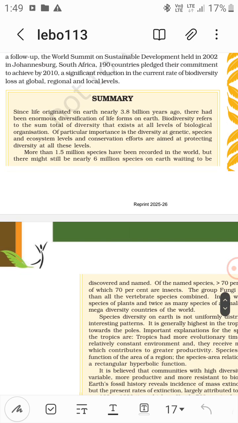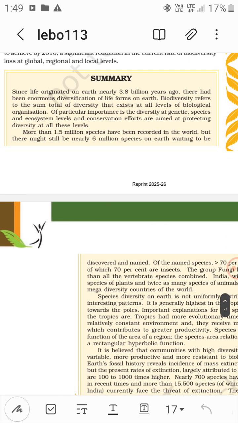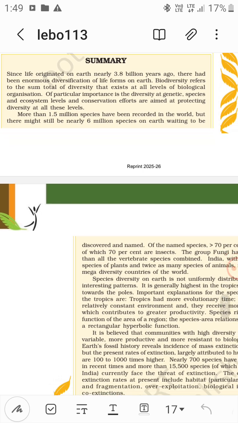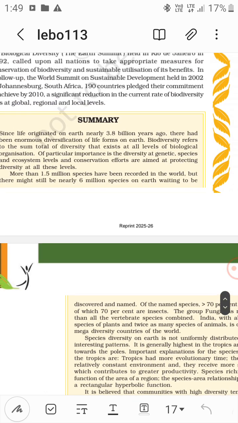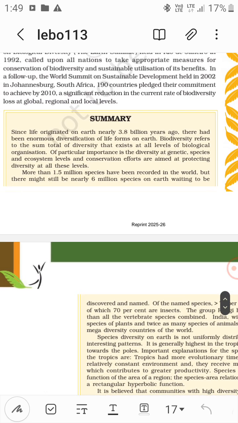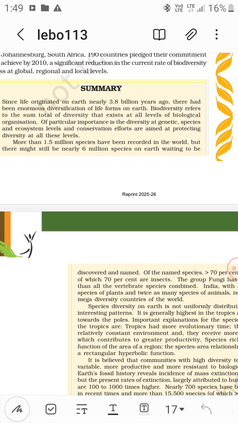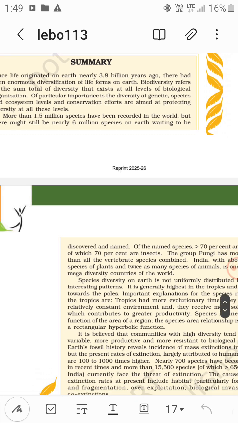So more than 1.5 million species have been recorded in the world. But there might still be nearly 6 million species on Earth waiting to be discovered and named.